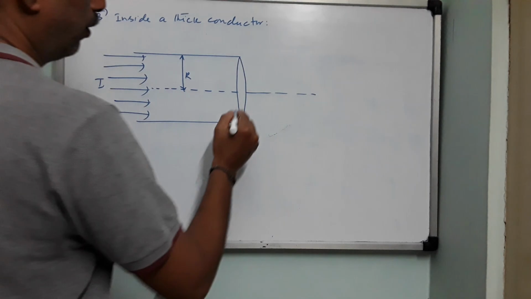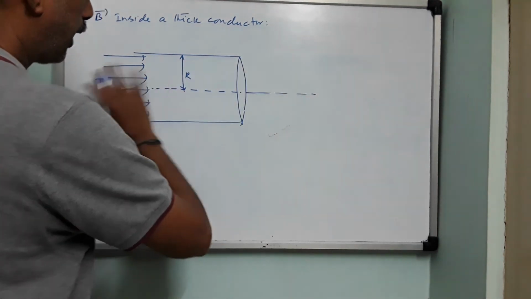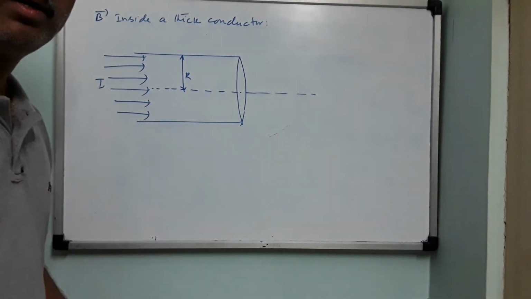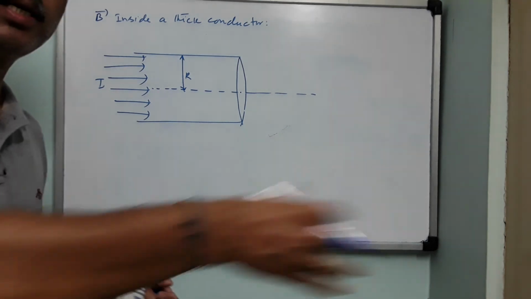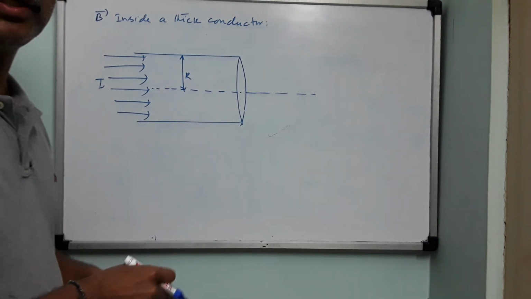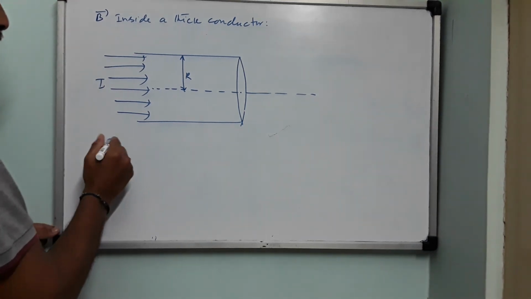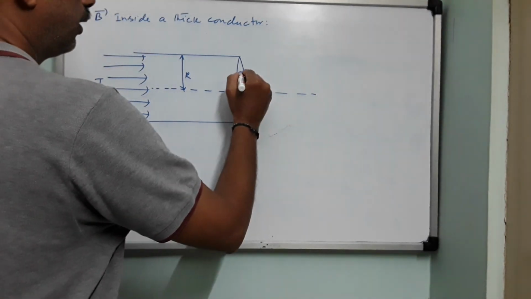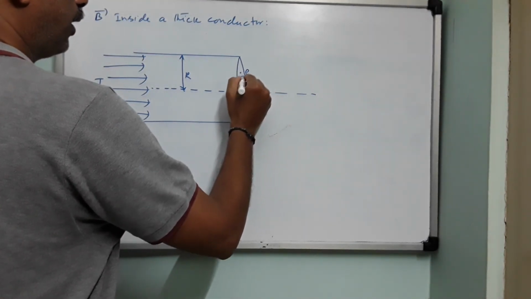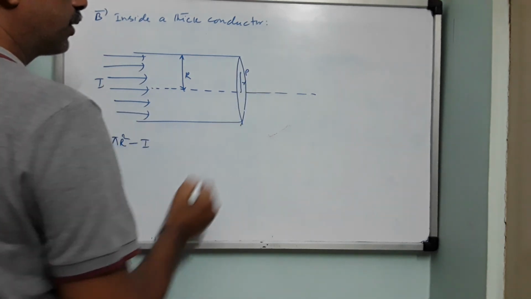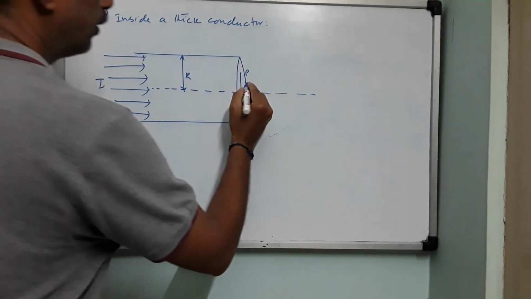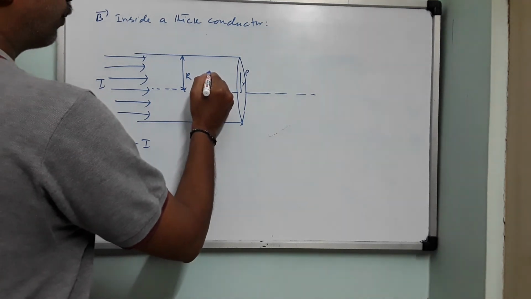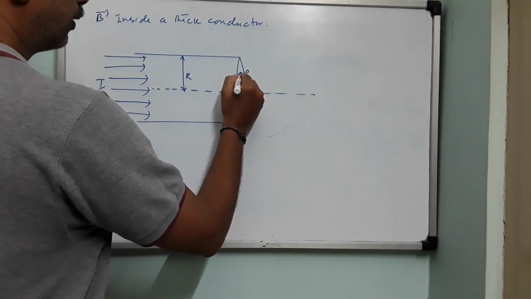Like a pipe where water is flowing fully in the pipe, inside this thick conductor also there are electric charges moving perpendicular to the area of cross section, thereby constituting a current I. That means the total pi R square area has a current I. Now I am interested in a point P, at a distance r from the center. Is this clear? This is r. So this is point P.